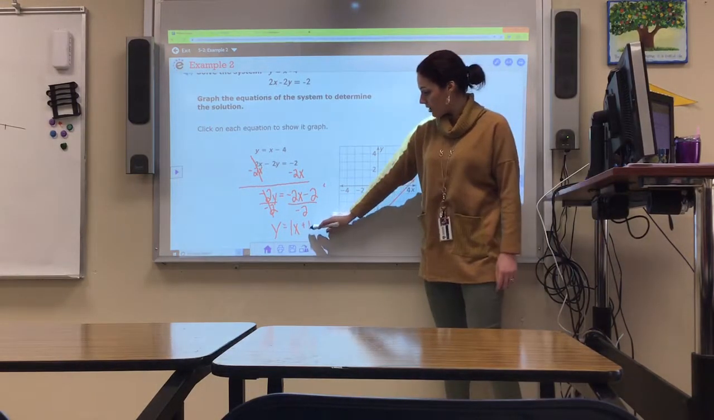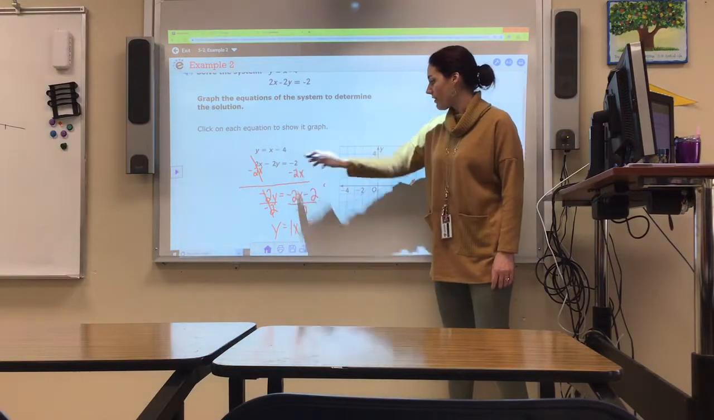Now that's in the right form. I know my y-intercept is 1 and I know my slope is 1. Now I can graph it.